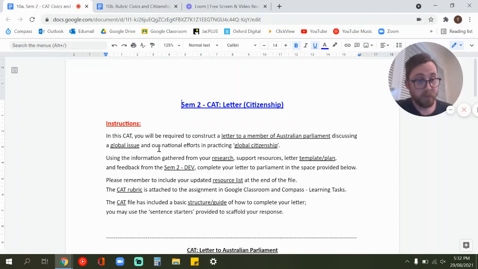You're not just describing the issue, you are evaluating, you are analyzing. Here's the problem, and here's what we need to do. And is Australia being a global citizen? It's up to you guys to tell us.